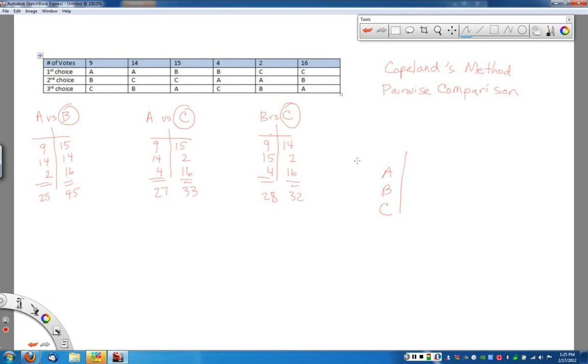So in this case, B wins 1 point because B won this A versus B matchup. Then when I look at the next matchup of A versus C, C won, so C gets 1 point. And when I look at the matchup of B versus C, C won, so C gets 2 points. So A has 0 points using Copeland's method, B has 1 point, and C has 2 points. Whoever has the most points at the end of the matchup analysis is the winner, so C wins using Copeland's method.